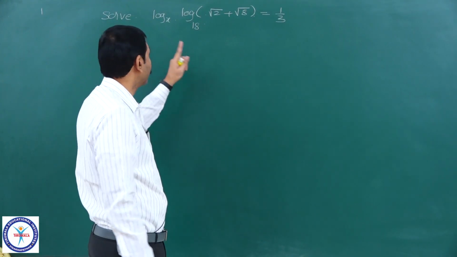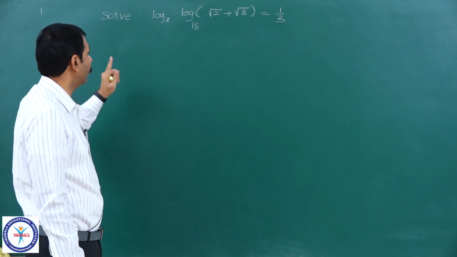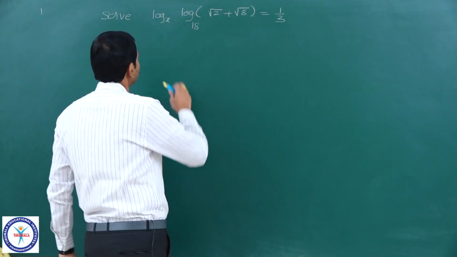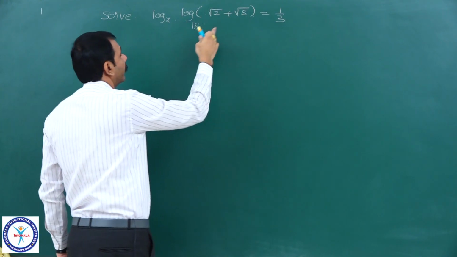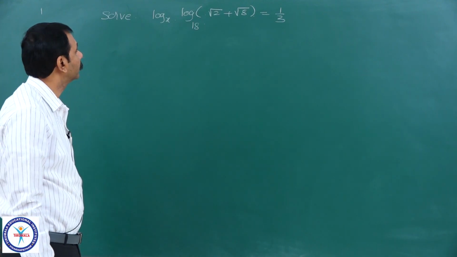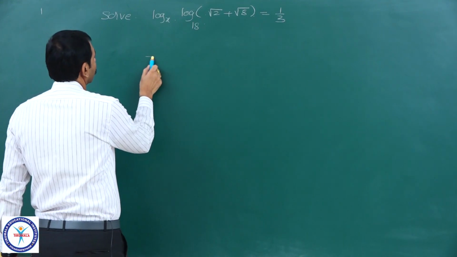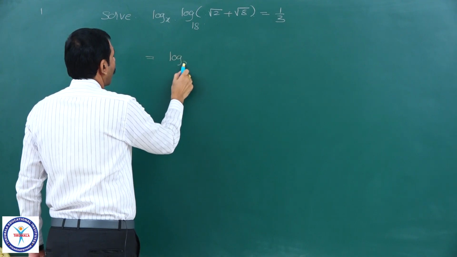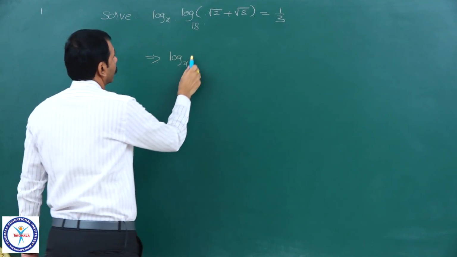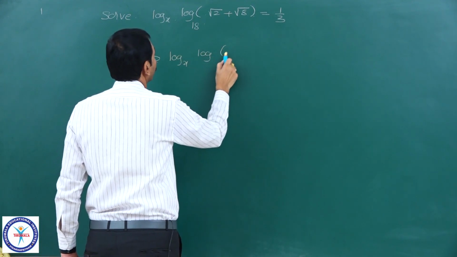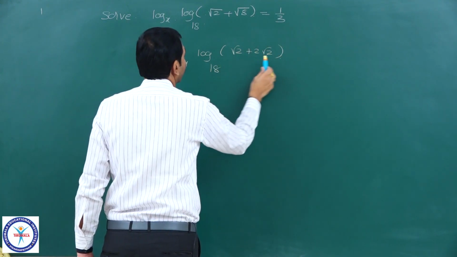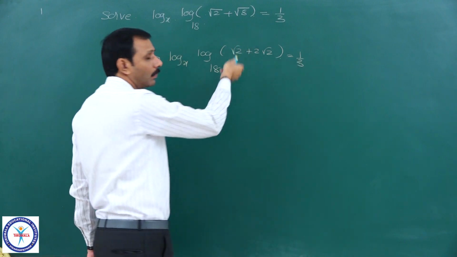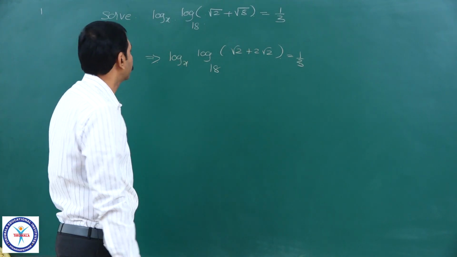Alright, here is another simple problem. Find the value of x for which log base x of log of root 2 plus root 8 to the base 18 is equal to 1 by 3. It is log base x into log of root 2 plus 2 root 2 only, to the base 18 equal to 1 by 3. Root 8 equal to 2 root 2 only.